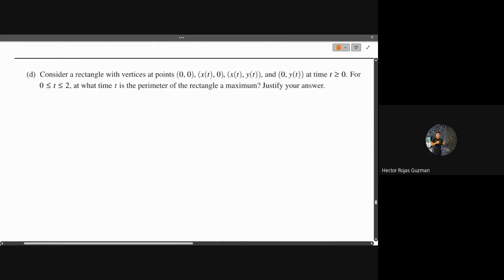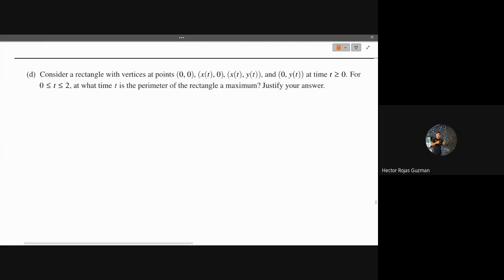The final part for question number 2. Consider a rectangle with vertices at (0, 0), (x, 0), (x, y), and (0, y). At what time is the perimeter of the rectangle a maximum? Okay, so this question is a little bit tricky, but take it one step at a time.